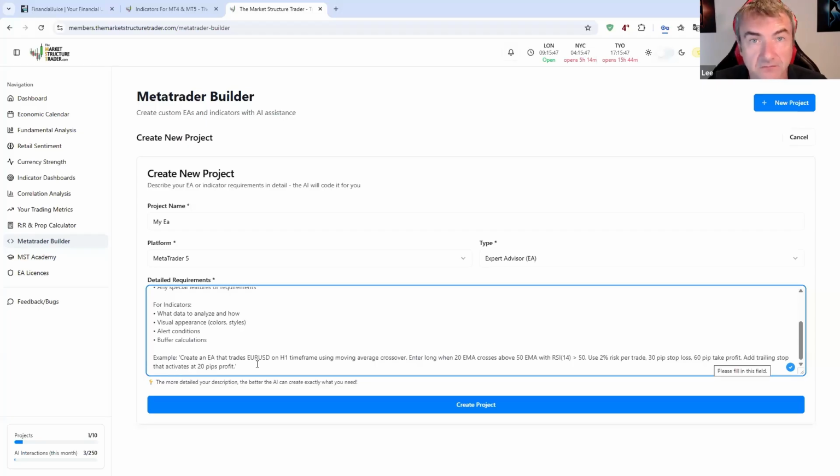Add a trailing stop that activates after 20 pips. We'll code that for you. Those inputs will automatically be created for you.